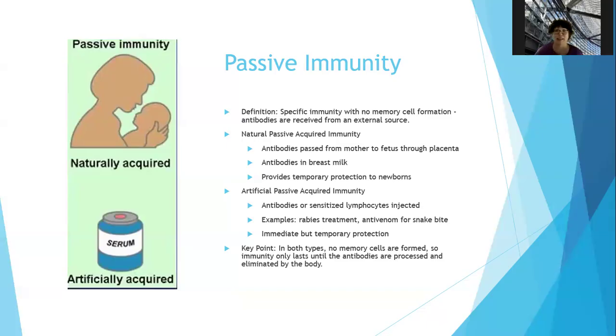If you work in healthcare, get them. The key point, though, is in both types of passive immunity, natural and artificial, no memory cells are formed. So the immunity only lasts until the antibodies are used up, processed, and eliminated by the body.